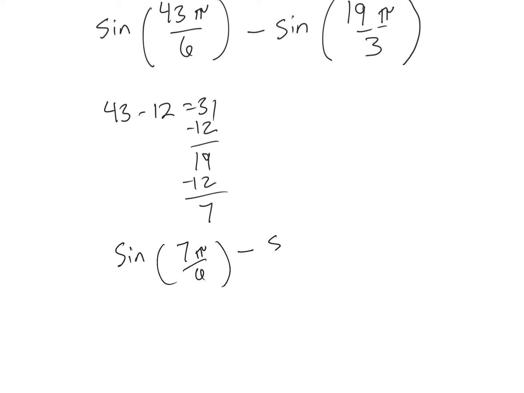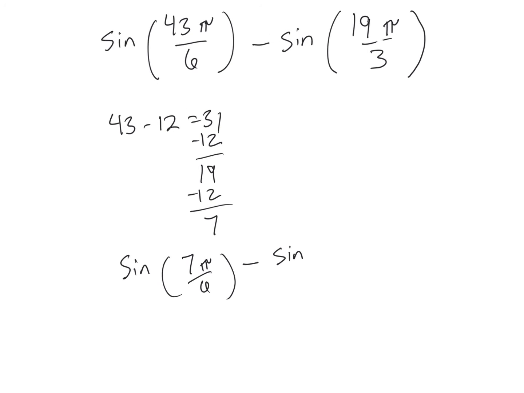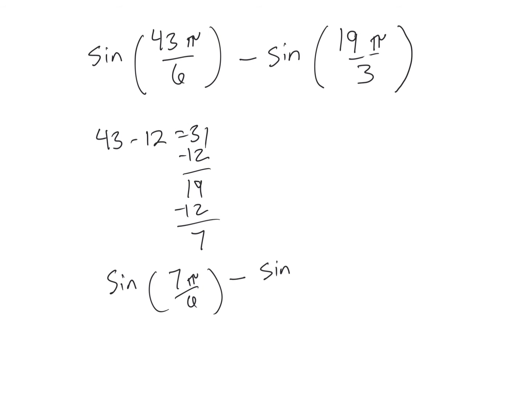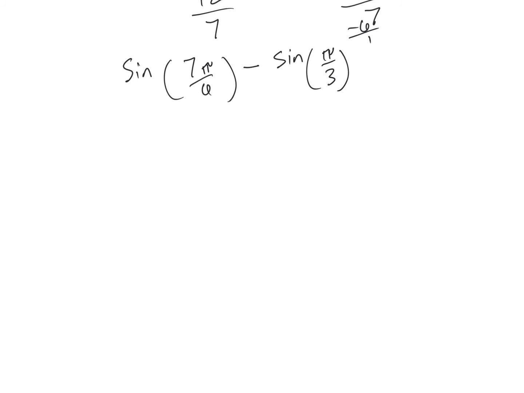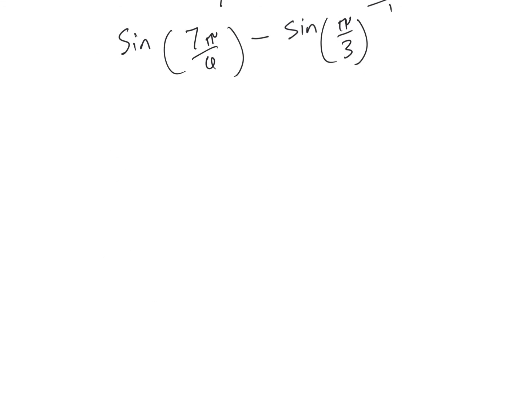Minus the sine of, now I got 19 pi over 3. I'm going to subtract 6 because that's 2 pi. 6 divided by 3 is 2. So 19 minus 6 is 13, minus 6 is 7, minus 6 gives me 1. So minus sine of pi over 3. So these are my actual angles that I'm really using: 7 pi over 6 and pi over 3.